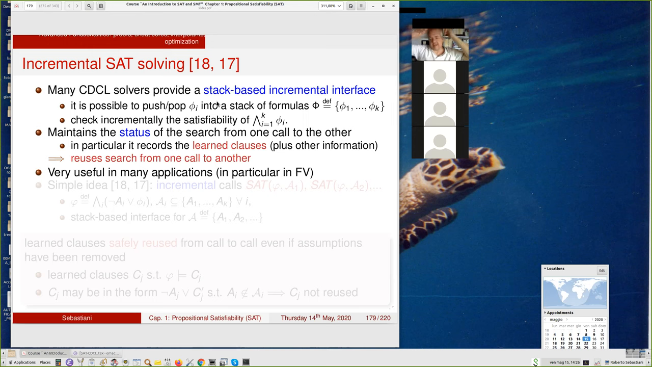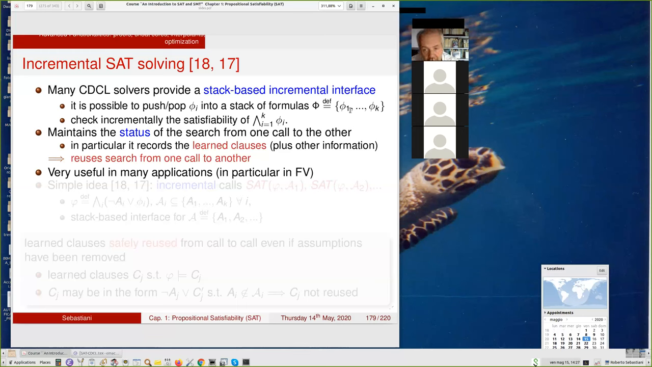So the idea is that you can consider your formula, rather than a monolithic formula, as a conjunction of subformulas, let's say phi 1, phi 2, up to phi k, okay? And you have a stack-based interface. So you push and pop formulas, and the elements in the list should be considered as a conjunction, okay? And then you incrementally check the satisfiability of those formulas. So I push phi 1, push phi 2, check SAT, okay? Result. Push phi 3, check SAT. Pop phi 3, pop phi 2, push phi 4 and phi 5, check SAT, and so on and so forth, okay?